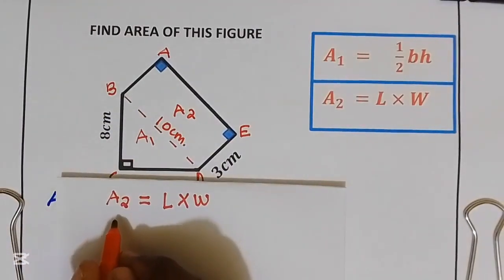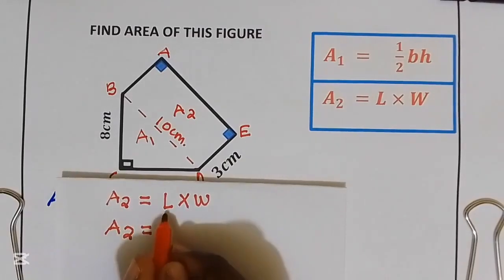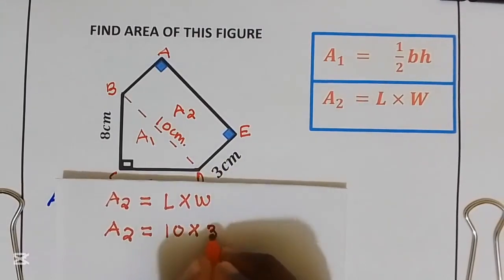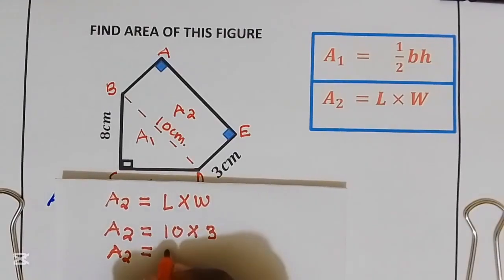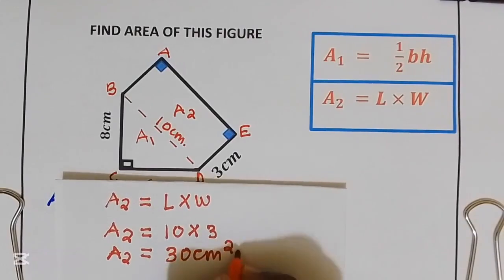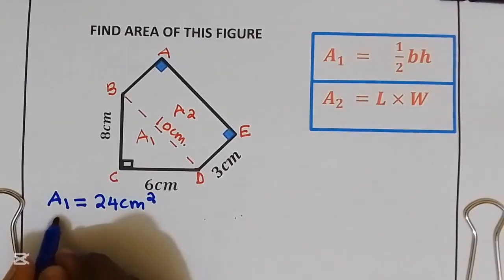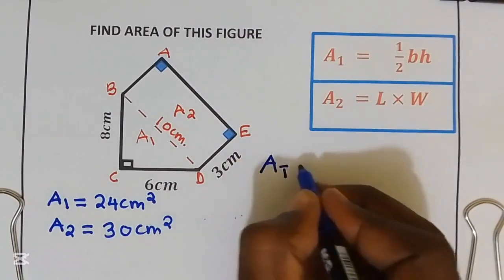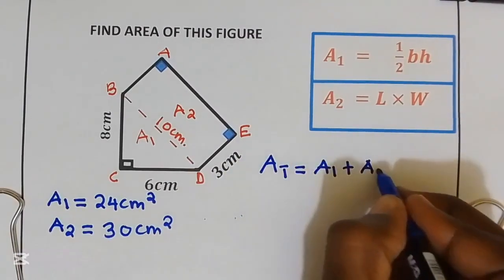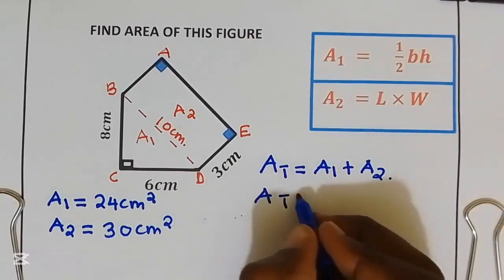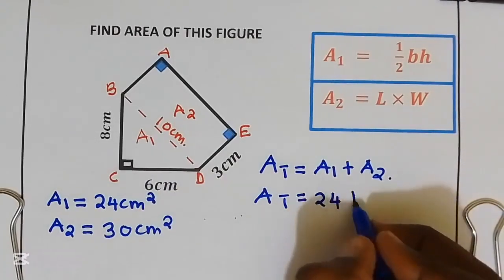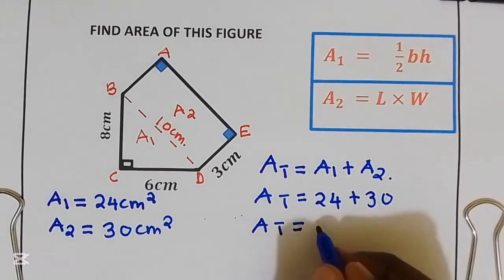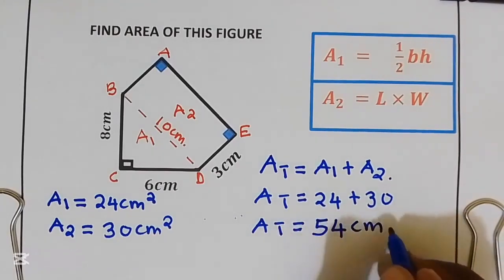Now we can continue and find area 2. Our area 2 is equal to length, which is 10 centimeter, multiplied by our width, which is 3. This will give us area 2 equal to 30 centimeter square. Our total area is equal to area 1 plus area 2. That is, total area is equal to 24 plus 30, which will give us the total area equal to 54 centimeter square.